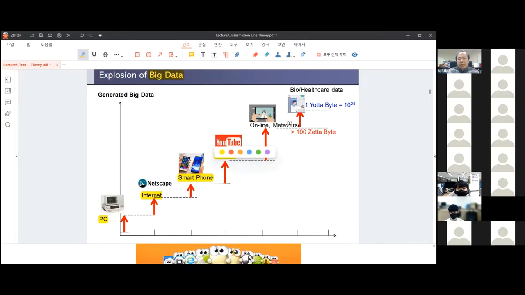The next motivation of digital data may be related to the metaverse, and after 10 more years, probably we're going to generate more and more bio and healthcare data. Everybody may have their own DNA and body condition information, and all this information will be converted to big data in digital form.